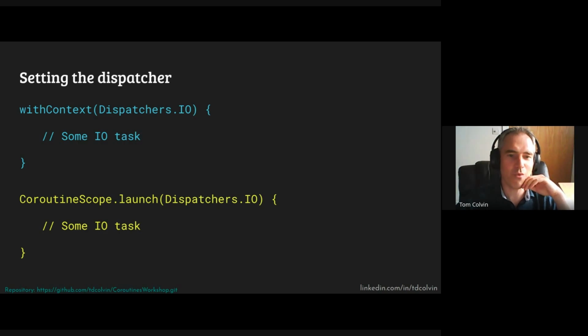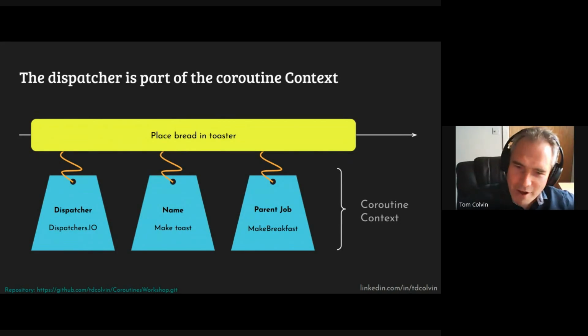So that word context, the context in withContext, what does context actually mean? Yes, Ivan makes a good point. You should write main-safe code, in other words. Everything really should be able to be run on the main thread, on the main dispatcher. So that word context. This is how I like to understand a context.